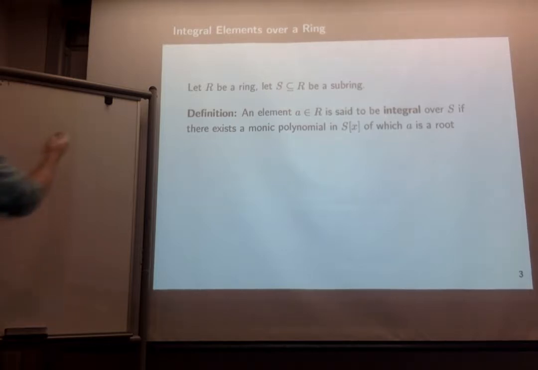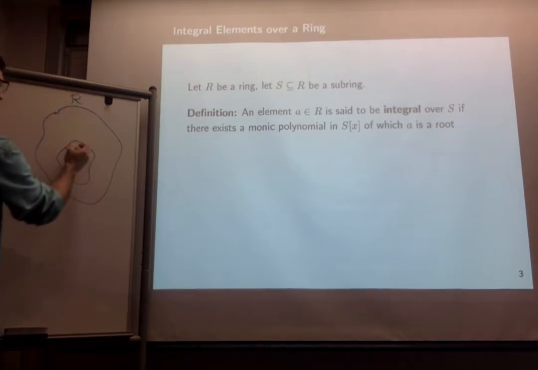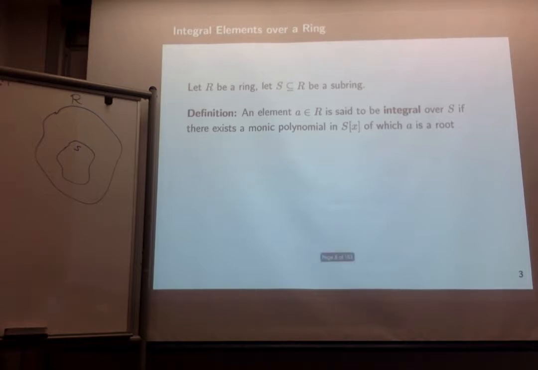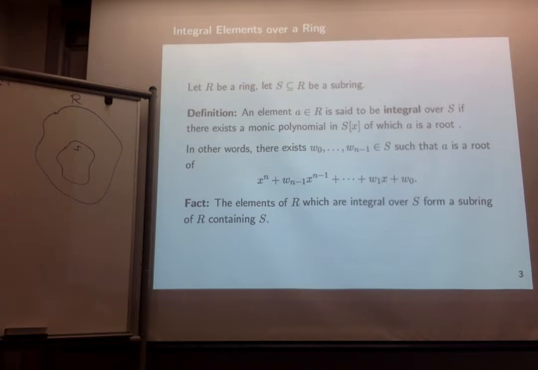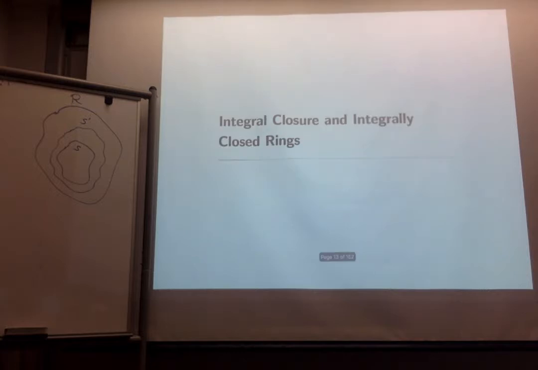And so the picture that you should have is we have the ring R, S is a subring, and so there are elements in the ring S such that a is a root of the following. And so a fact, and whenever I say fact, it means I'm not going to prove it. It's a proposition or a theorem in some book that the elements of R that are integral over S form a subring of R containing S. And so the picture you should have is R is here, S is here, and there's this ring, subring S prime that contains S and contains all the elements that are integral over S.